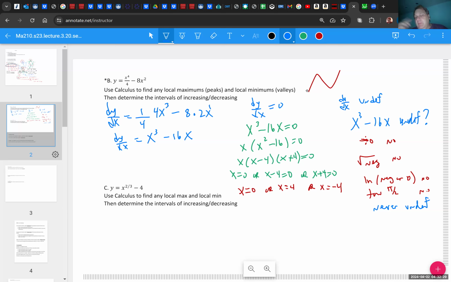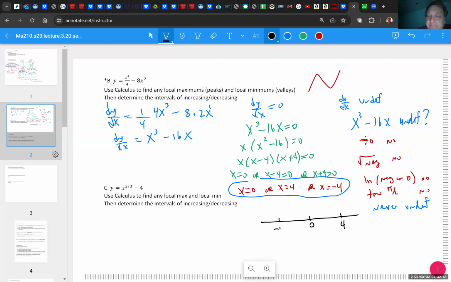Which is mostly the case that these derivative functions are undefined, but you do have to check. All right, so we have 3 important points, critical points. I'm just going to make a little number line: 0, 4, and -4. That's going to break our number line, this is our x-axis here, into 4 regions.